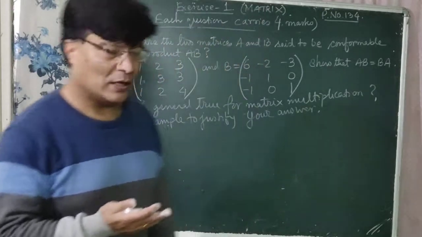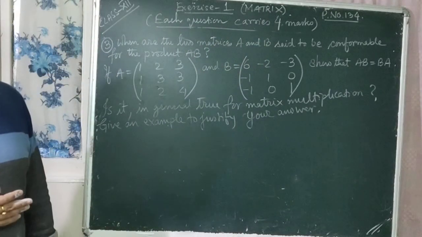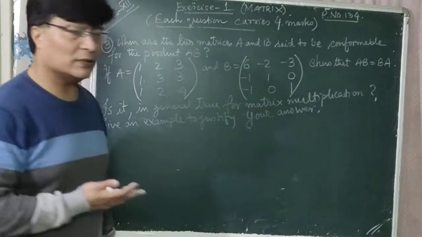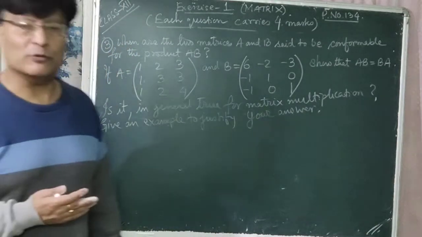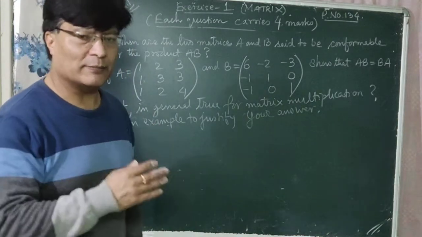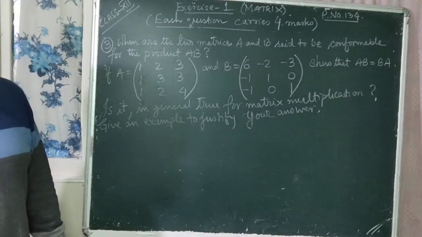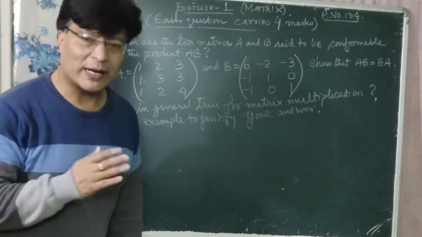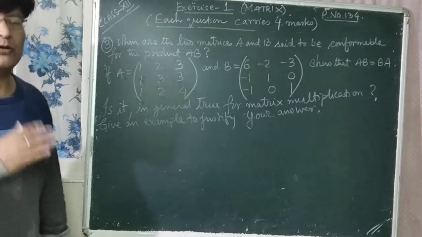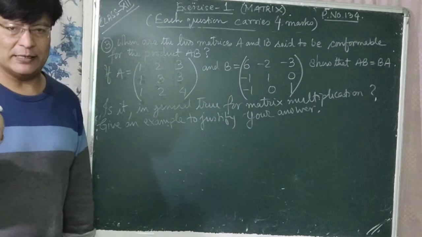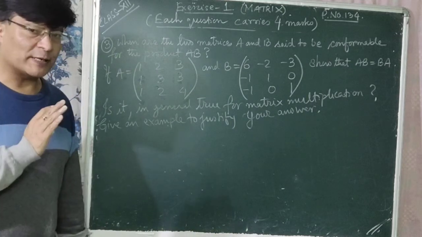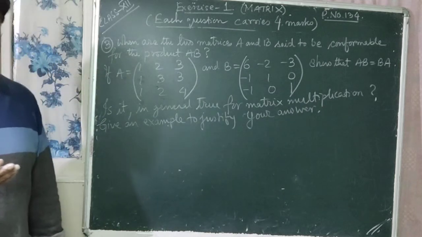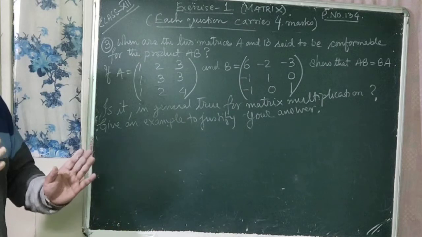You know that for the first matrix A, you have to see the number of columns, and for the next matrix B, you have to consider the number of rows. So if they are equal, then the matrix multiplication AB is conformable. You can find out the matrix multiplication AB. So when are the two matrices A and B said to be conformable for the product AB? That is, the number of columns of A and the number of rows of B should be equal.